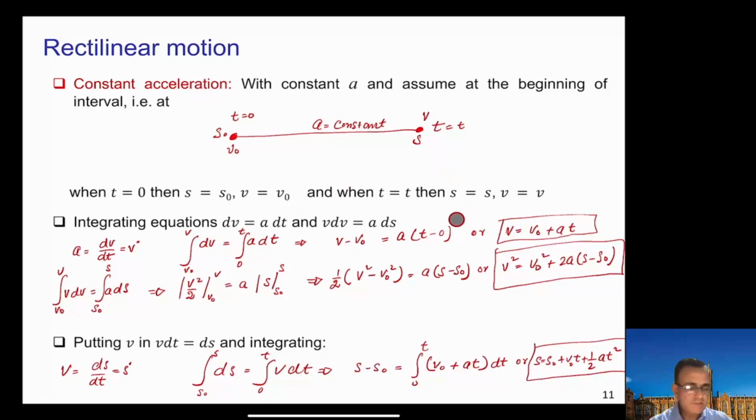So these three equations are important, but the only thing that we need to know is that these are only applicable when the acceleration is constant. So the final equation is that the displacement is equal to the displacement at t equal to 0 plus v naught t plus half a t square.